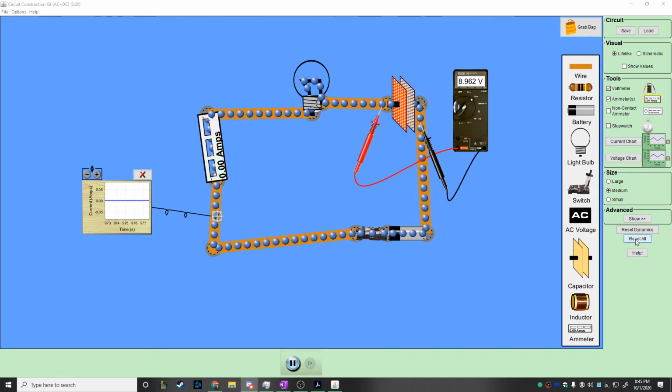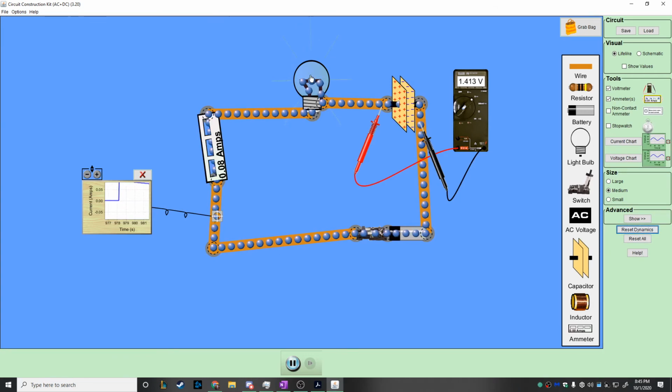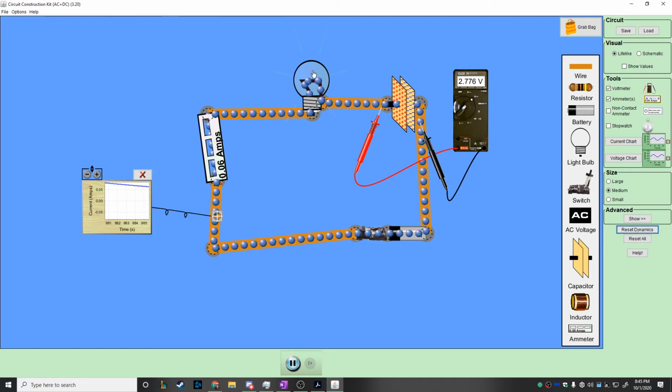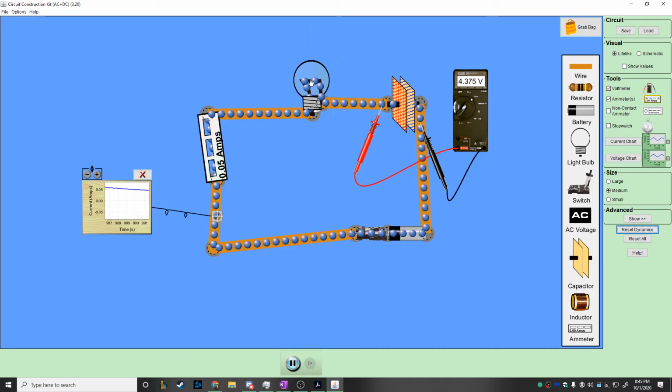But if we reset dynamics, notice that, yeah, the light bulb is lit up as long as the capacitor is charging, but the brightness that the light bulb produces, right? The brightness of the light bulb is related to the power. What's power for a light bulb? We learned it last time. It's I squared times R, right?